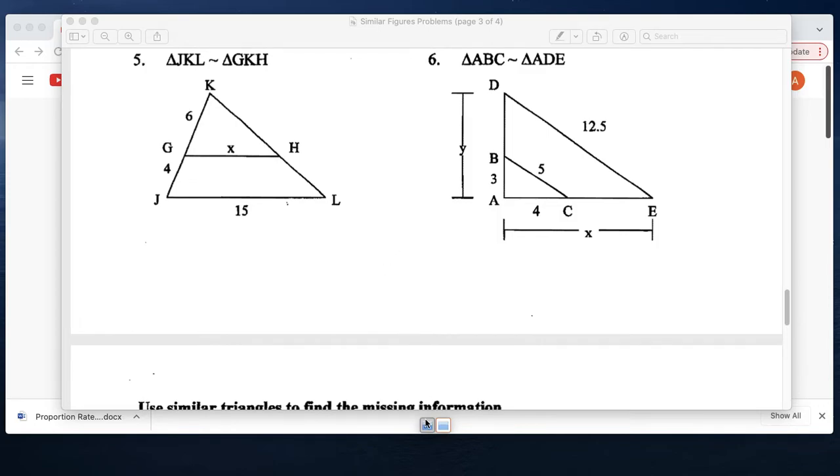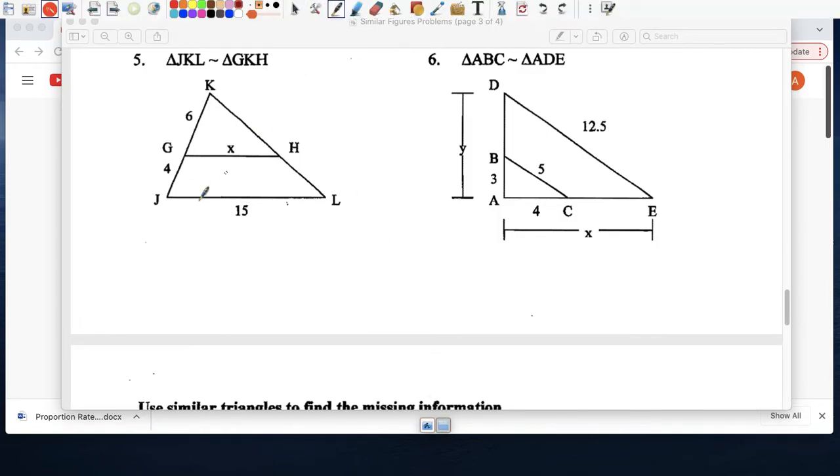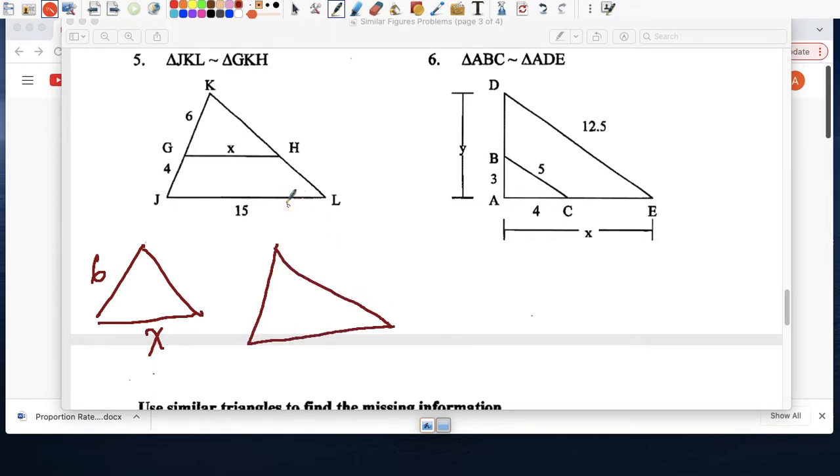So we have two triangles. Sometimes I think it's easier if you remove the triangles so that you understand what's going on here. So this is a top triangle. This is 6, and this is x. So I'm going to take now and draw the big triangle. The big triangle says that this side here is 15, and this side here is the sum of 4 plus 6, which is 10. Now, can I set up a proportion? Very easily. 6 corresponds to 10, as x corresponds to 15.